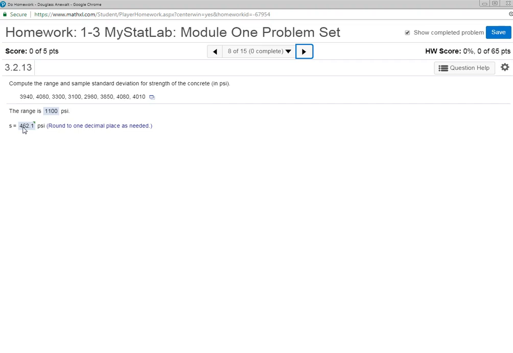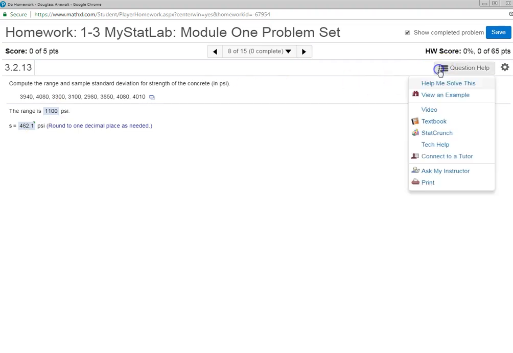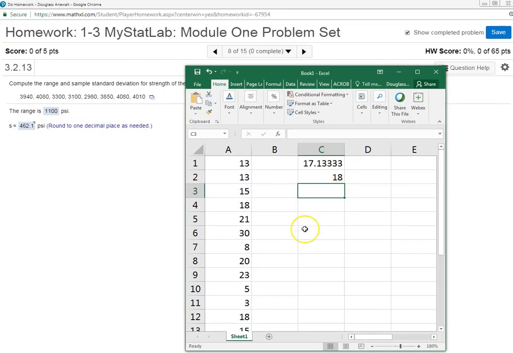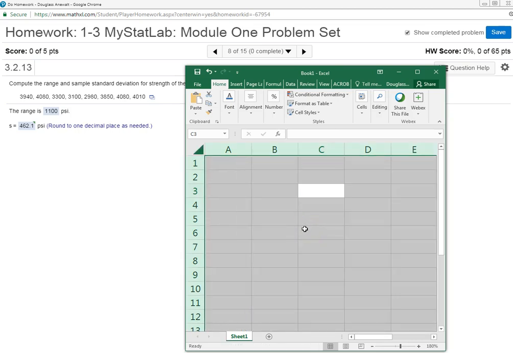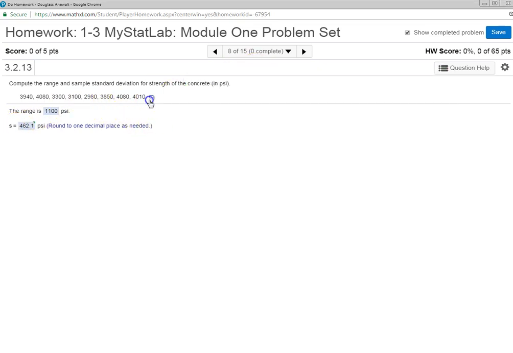I'm going to show how to do it quickly in Excel. You can follow the steps and work it out by hand. The steps are listed in the textbook, where you can see them step by step in the Help Me Solve This or view an example. Basically, you're going to be figuring out what the mean is, and then you're pretty much averaging how far away all these data values are from the mean. That's a good way of thinking about what standard deviation is. It's an average of how far the data is spread out from the mean.